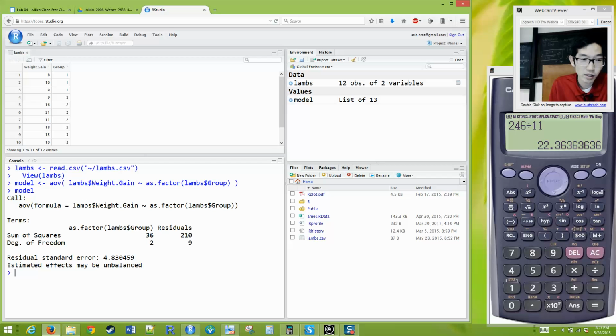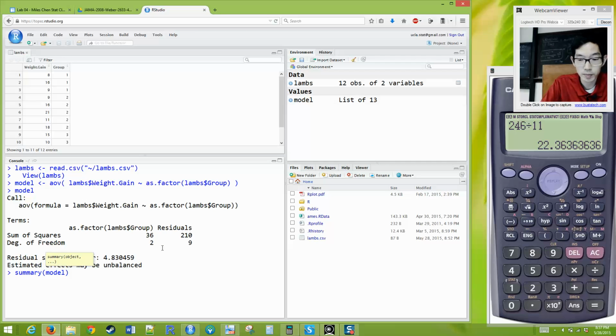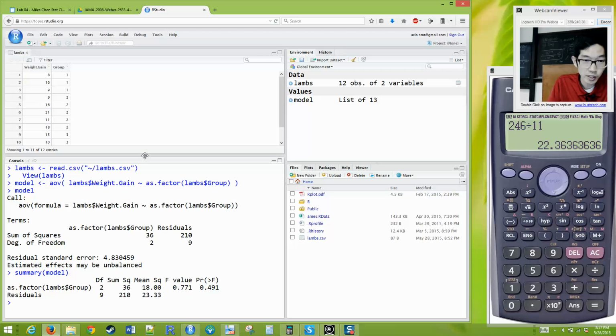I can also do summary. Give me a summary of the model. If I do that, we get the exact table that we produced. For degrees of freedom, it doesn't say between, it says what you used. It says degrees of freedom is 2, the sum of squares is 36, the mean squares is 18, and the F value is 0.771.